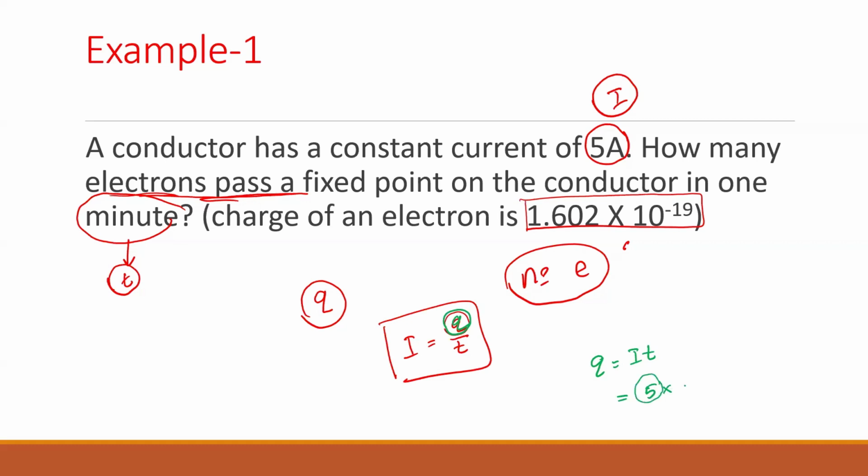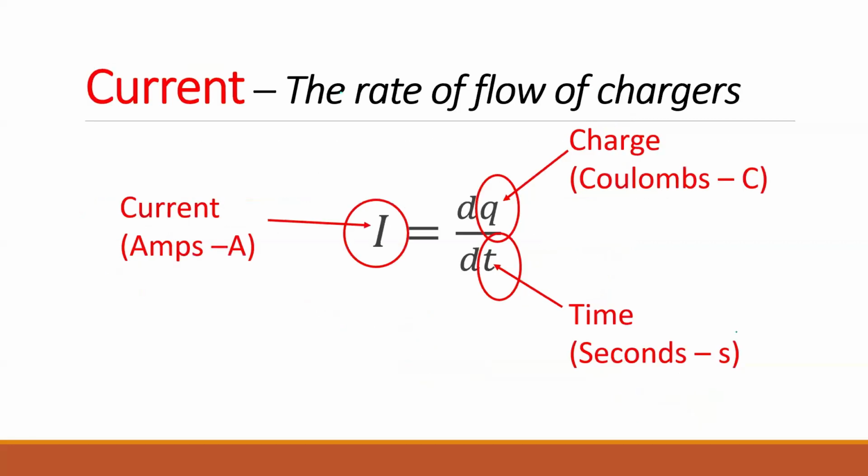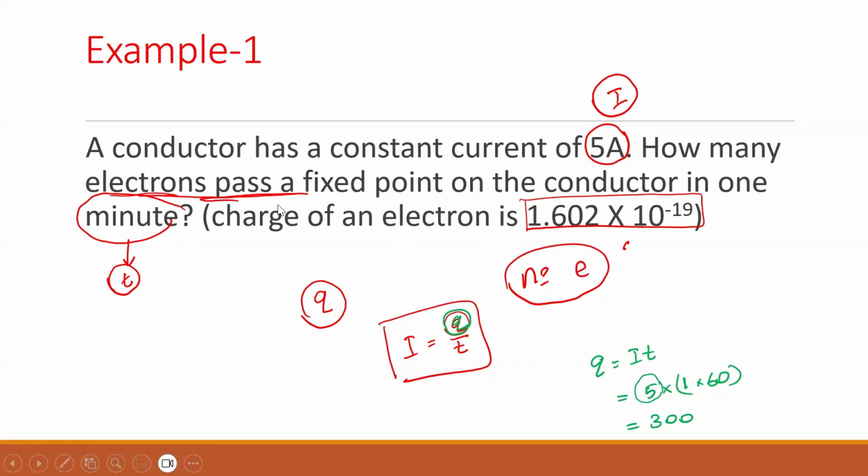Can I say 1 minute as just 1, or should I make it to seconds? It'd be seconds. Yes. So always we need to have the same units: time should be in seconds, charge should be in coulombs, and current is in amps, SI units.